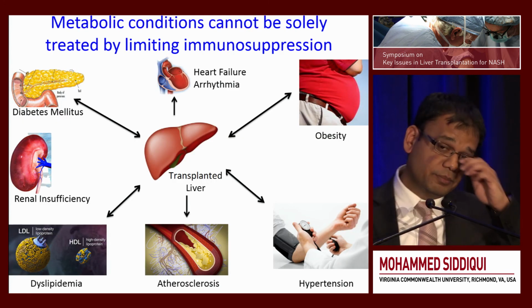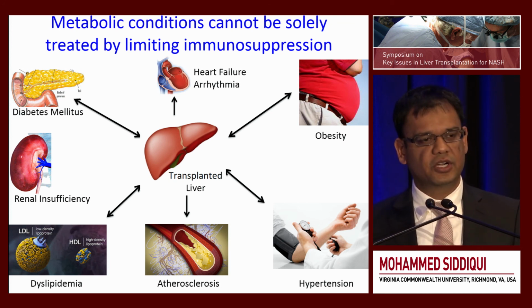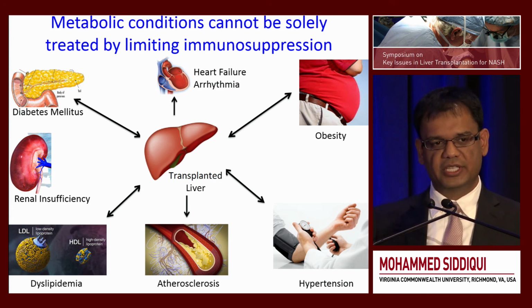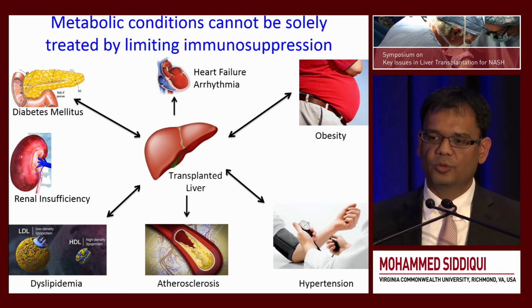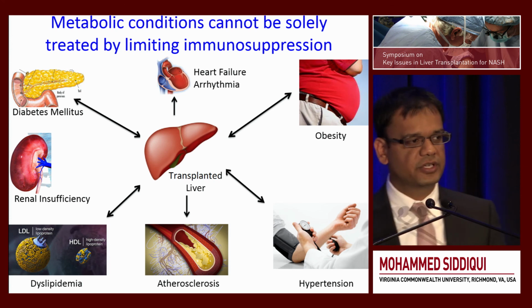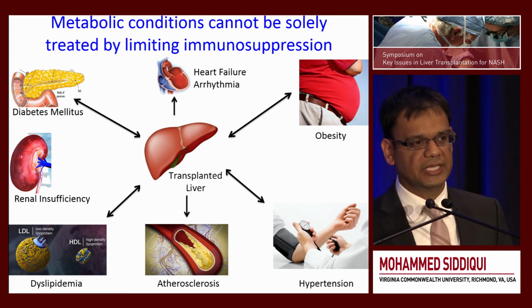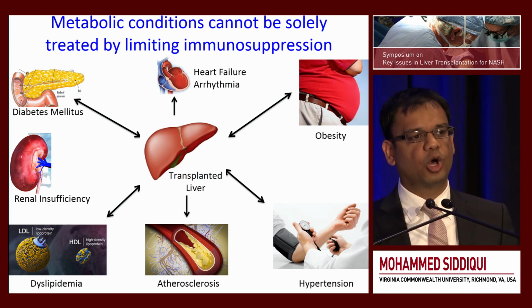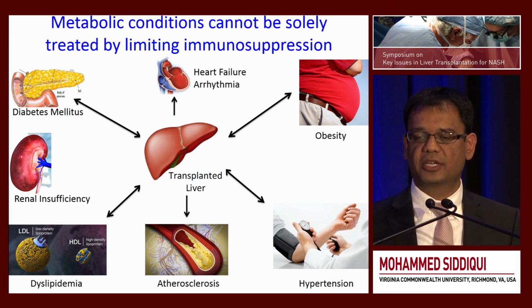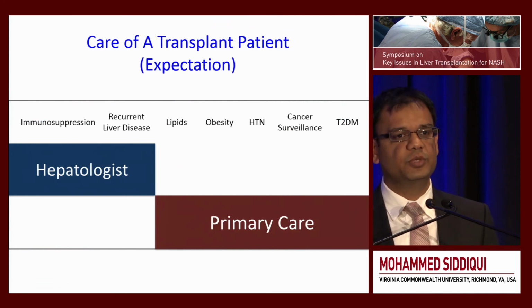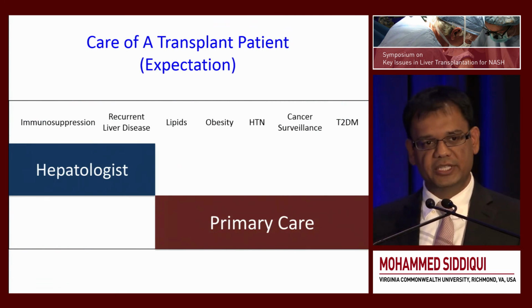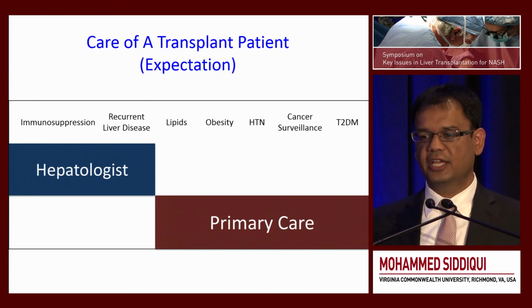Now, I'm going to bring you back to this slide, which is what I started the conversation with. And this shows the transplanted liver in a patient who has metabolic comorbidities. And it's really naive for us to think that we can change immunosuppression and control all these metabolic comorbidities, because the reality is that will not happen. So what we need is a partnership between the hepatologist and primary care physician.